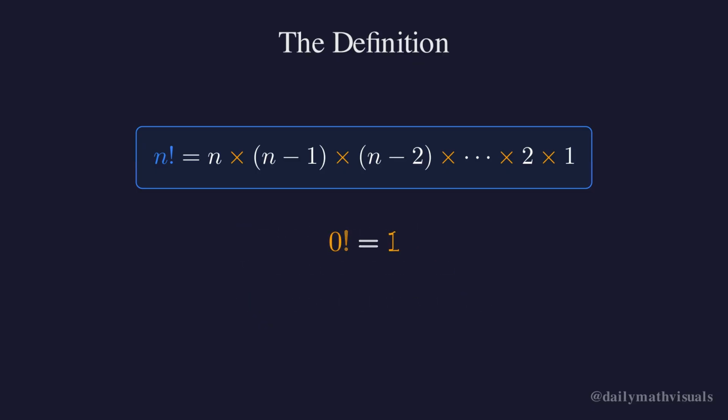Now, here's something that might seem strange at first. What about 0 factorial? By convention, 0 factorial is defined to be 1. It might seem odd, but this definition makes many mathematical formulas work out beautifully. It's not arbitrary, it's deeply connected to how factorials appear in other equations.